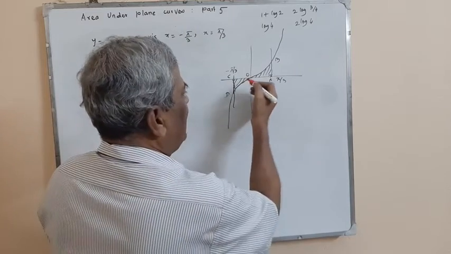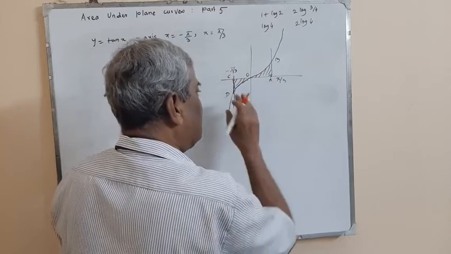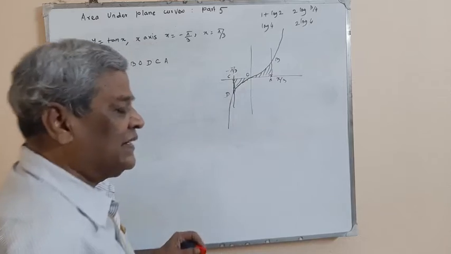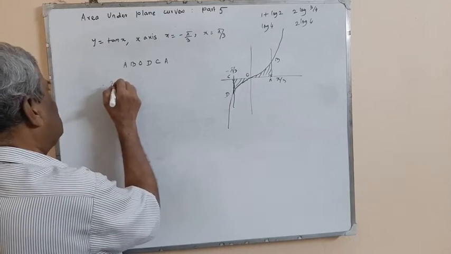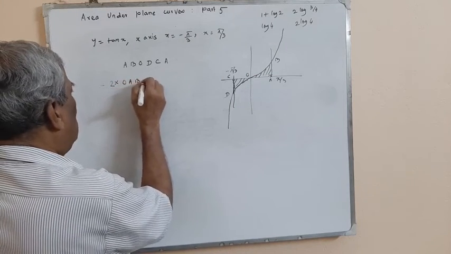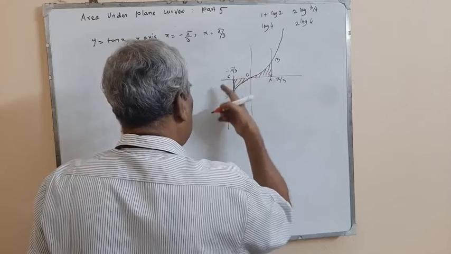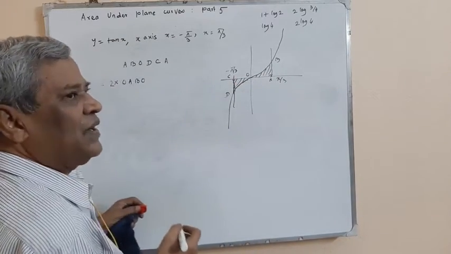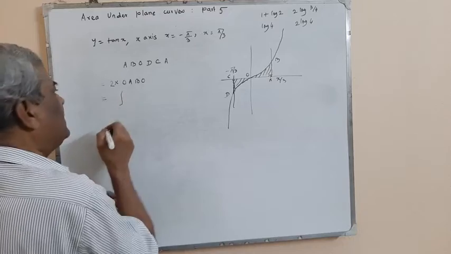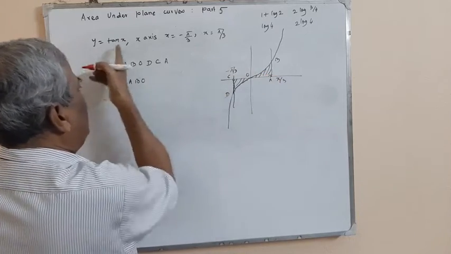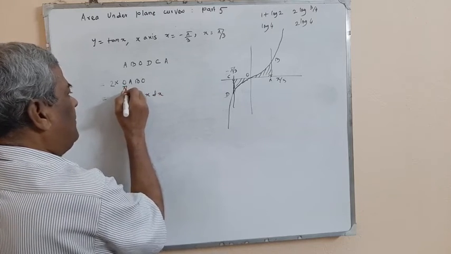But here you see these two regions, one is on left hand side of y-axis, and other is on right hand side of y-axis. They are symmetrical. So we can safely say that it is equal to 2 times OABO. Whole region is 2 times that, and it is completely above the x-axis. So very easily we can integrate this as y dx, y is tan x, dx from 0 to pi by 3.